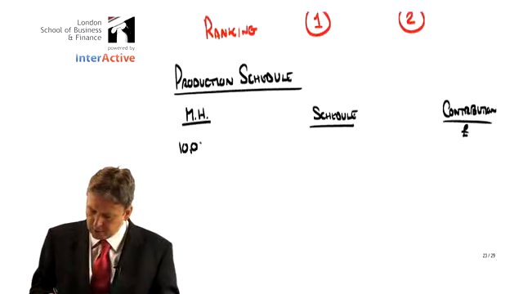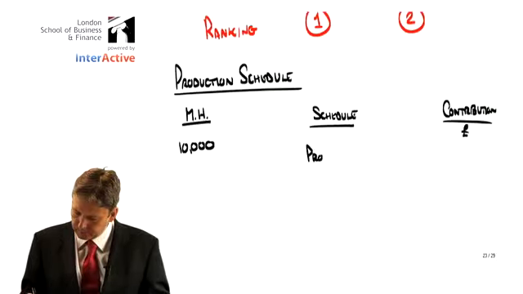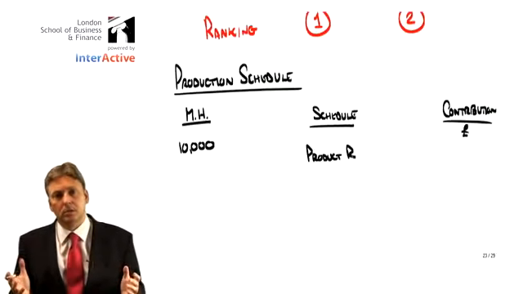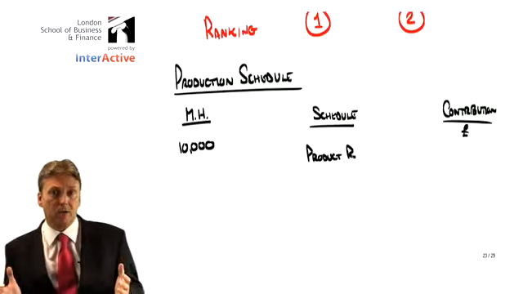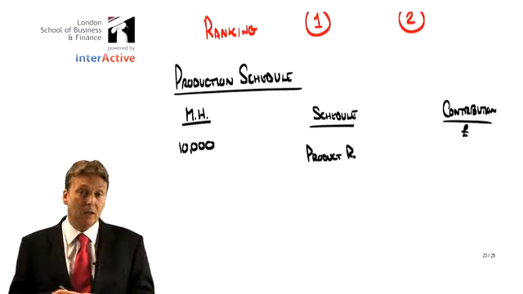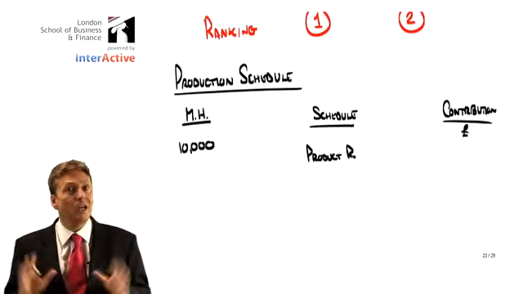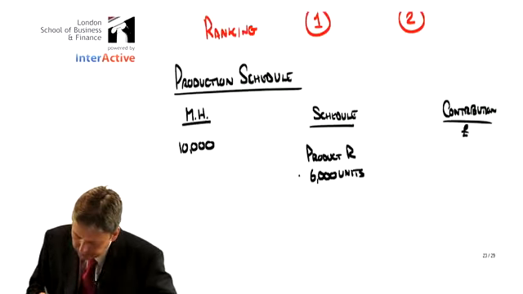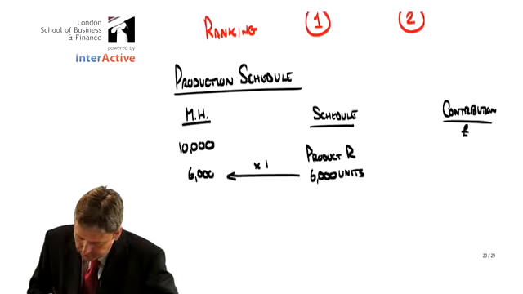We said we had 10,000 machine hours. Ranked number 1 was product R. How many units of product R did we wish to produce? Well, I think if you look back at the question, we wish to produce 6,000. Are we able to produce 6,000 with the limitation, the number of machine hours? Well, we know that each unit of R requires 1 machine hour. 6,000 multiplied by 1, yes, we can do it. So we will produce 6,000 units of product R. Multiplied by 1 hour per unit gives us 6,000 hours used up, leaving 4,000 left over.